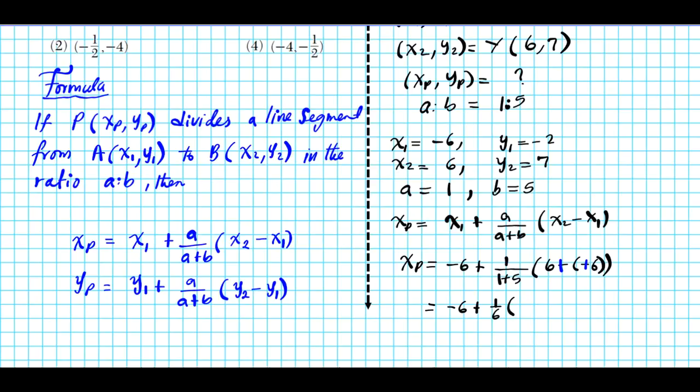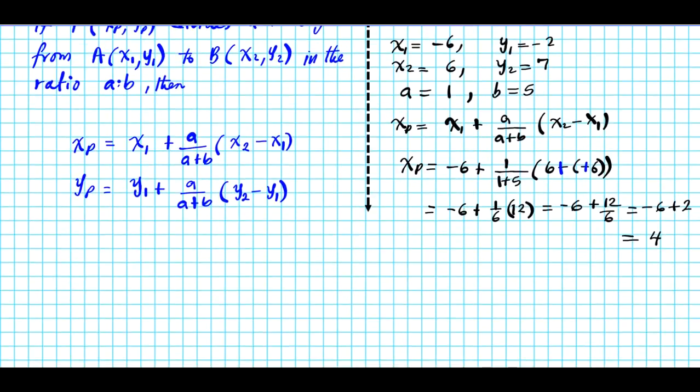6 plus 6 gives you 12. Now you can plug this in your calculator or work it out by hand. I'm going to do this by hand. We have negative 6 plus 12 over 6, which is negative 6 plus 2. Negative 6 plus 2 is 4.